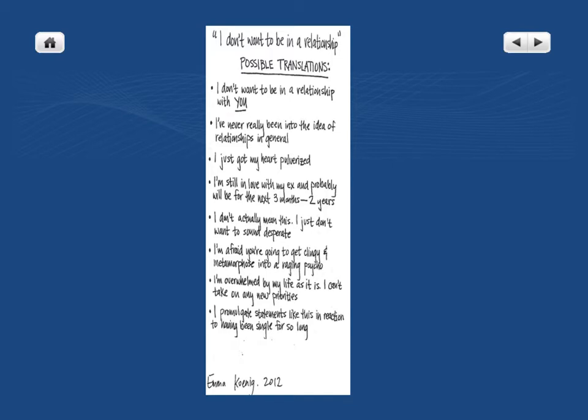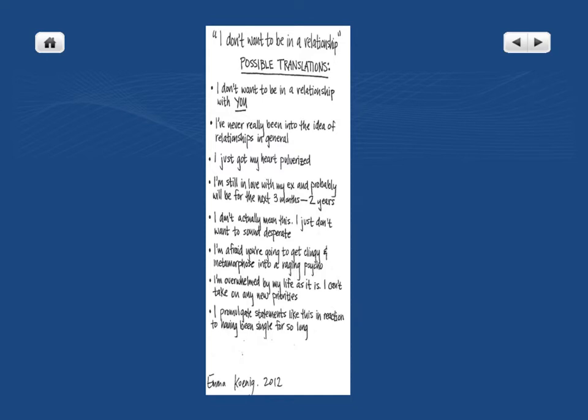Here's a sentence that was given to me a few years ago. I don't want to be in a relationship. Depending upon who's speaking to who and all sorts of factors, the translations could be any of the below. Also, depending on the intonation patterns: I don't want to be in a relationship with you. I've never really been into the idea of having relationships. Or, you know, maybe I've been through a terrible relationship and I'm never going to have another one. So it's interesting that language can be translated into so many different ways.